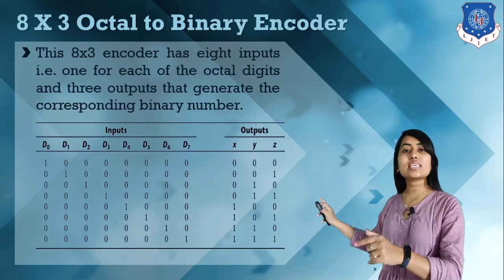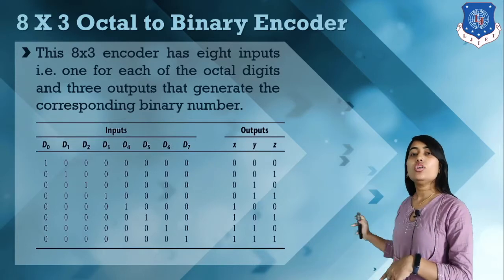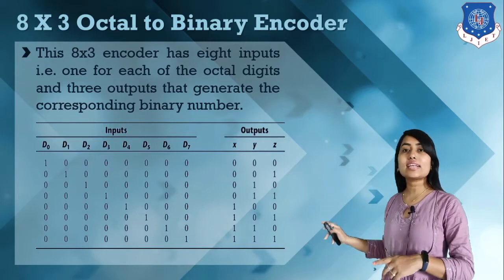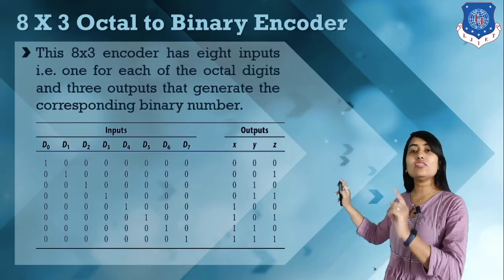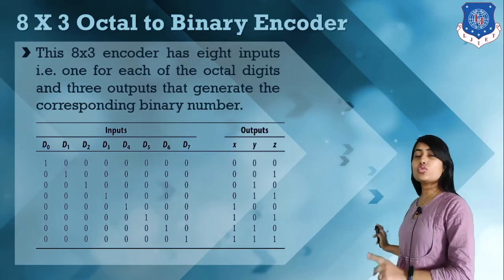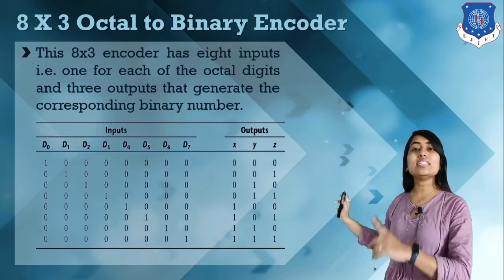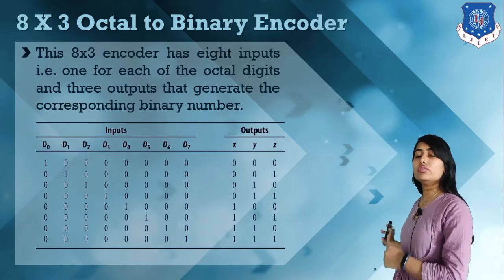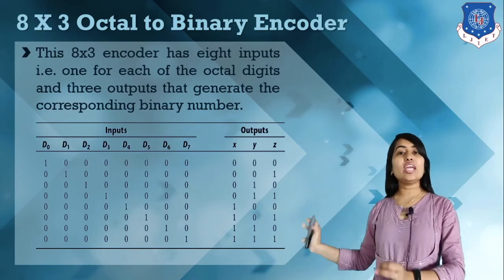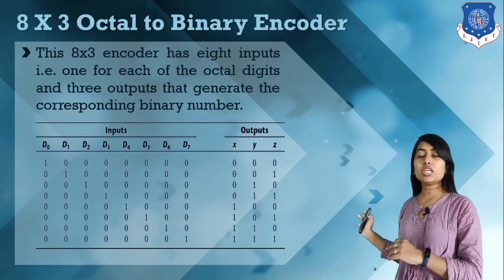When D2 is active, we have 0, 1, 0. Then when D3 is active, we have 0, 1, 1. When D4 is active, we have 1, 0, 0. When D5 is active, we have 1, 0, 1. For D6 equal to 1, we have 1, 1, 0, and for D7 equal to 1, we have 1, 1, 1. So this is how our 8 bits of data are encoded into 3 bits of data.